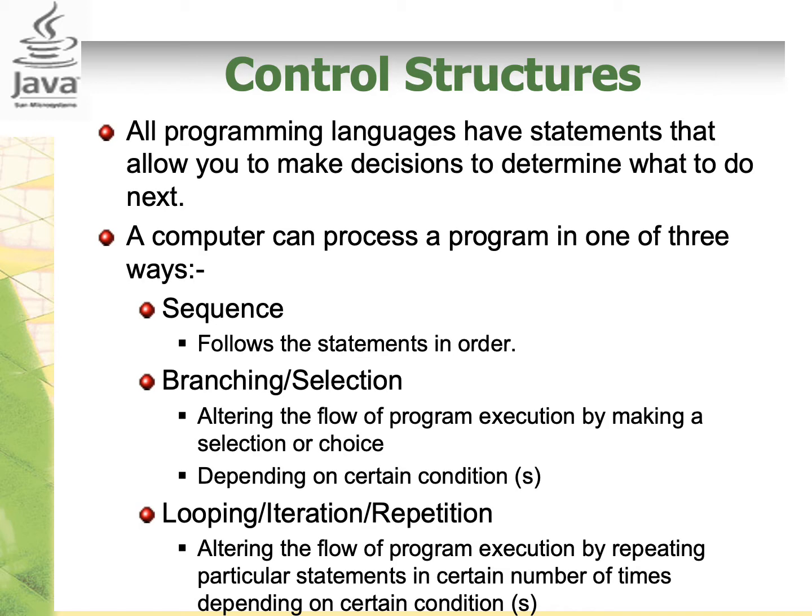All programming languages have statements that allow you to make decisions to determine what to do next. A computer can process a program in one of three ways. The first one is in sequence, which follows the statements in order. The second one is branching or selection, that alters the flow of the program execution by making a selection or choice which depends on certain conditions. And the third one is looping or iteration, or you can also call it repetition, where it alters the flow of the program execution by repeating particular statements a certain number of times depending on certain conditions. We will learn about looping in topic 5.